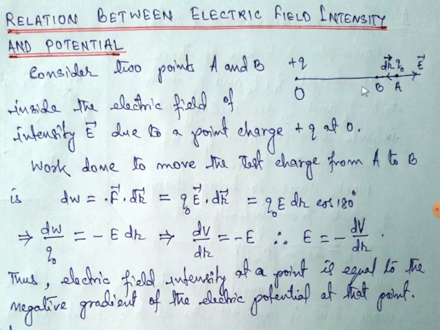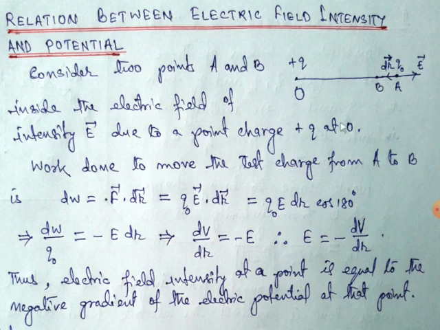Let's consider 2 points A and B, which are infinitesimally small distance apart, and E is the electric field intensity at that point due to this plus Q. That means at O, Q is residing, and we take the electric field intensity E at point A. This E is due to this charge plus Q at O. Now, work done to move the test charge from A to B, an infinitesimally small distance dr.